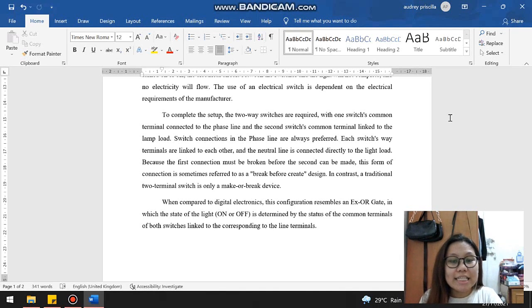In contrast, a traditional two-terminal switch is only a make or break device. When compared to digital electronics, this configuration resembles an XOR gate, in which the state of the light being turned on or off is determined by the status of the common terminals of both switches linked to the corresponding line terminals.